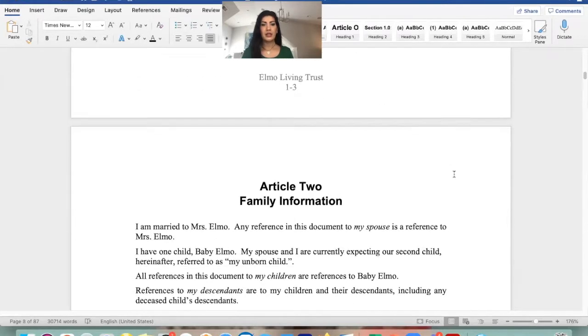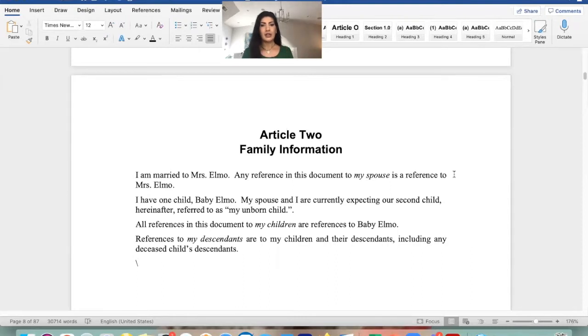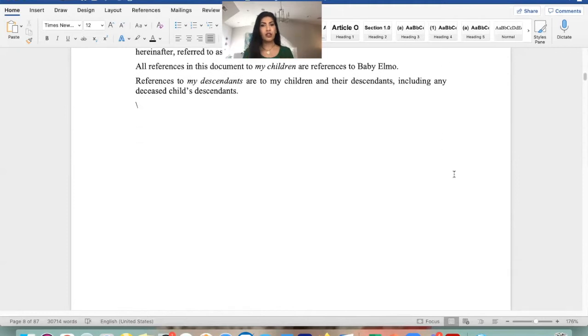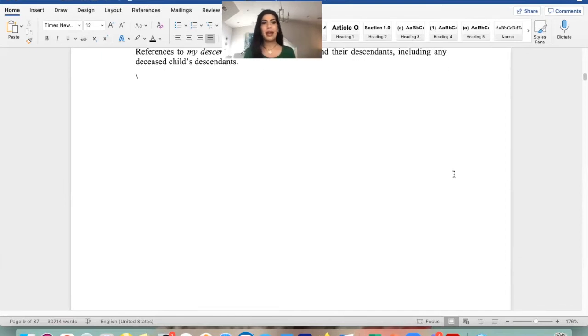So for Elmo, he's making it clear that he's married to Mrs. Elmo. Anytime the spouse is referenced, it's referencing Mrs. Elmo. Anytime it's referencing baby Elmo, that's the child. They're also expecting another baby, so anytime an unborn child is mentioned, that is what is being referred to. References are to descendants, to children, baby Elmo and baby Elmo's descendants, also making it clear that if there are any deceased children, then of course it refers to their descendants as well.